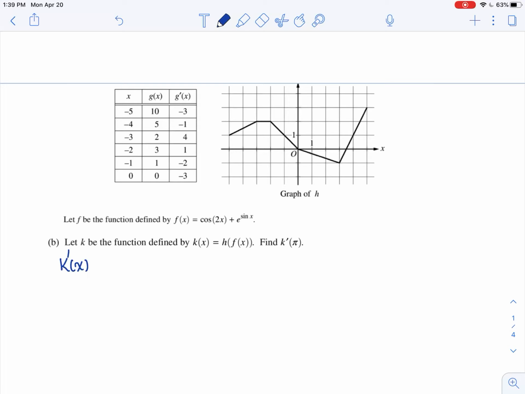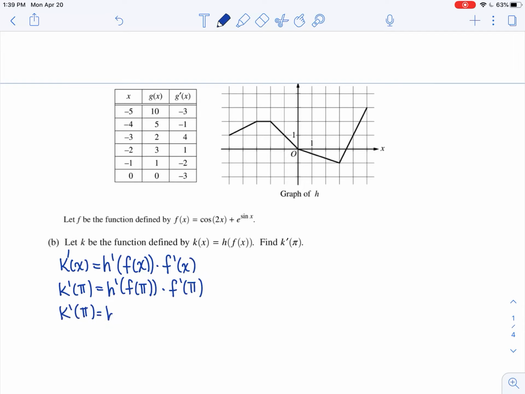So let's start by writing a function to represent k prime of x. Again, remember, chain rule means derivative of the outside, keep the inside the same, multiply by the derivative of the inside. So derivative of the outside would become h prime, keep the inside the same, so that would stay f of x, multiply by the derivative of the inside, f prime of x, and now we'll specifically start evaluating this at pi. So h prime of f of pi times f prime of pi.